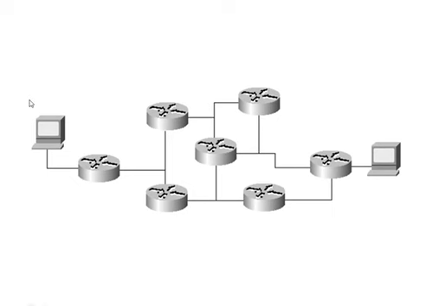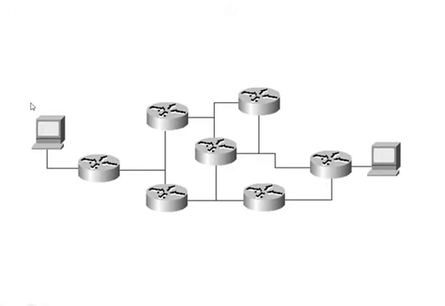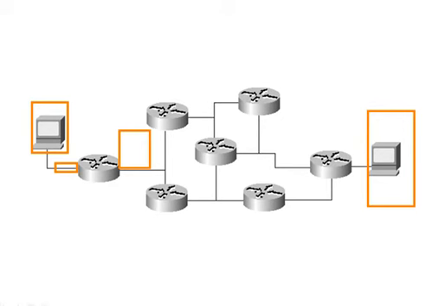If we configure distance vector protocol on this network to reach from here to here, what will it calculate? From here, one router, two routers, three routers, and then the destination. Same here also.